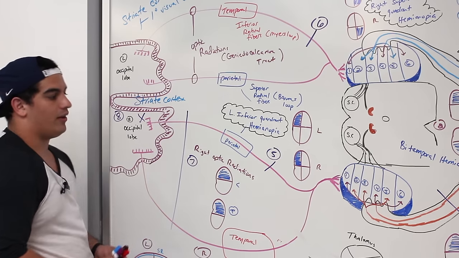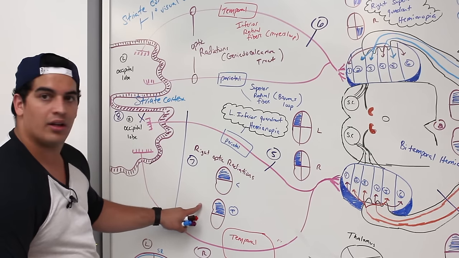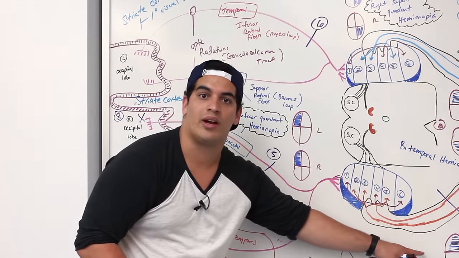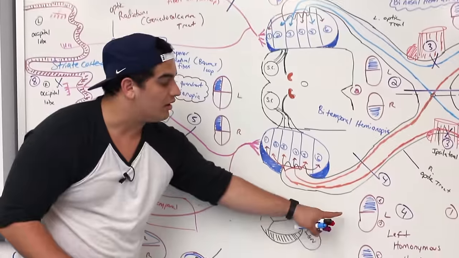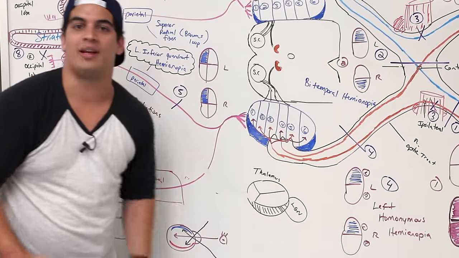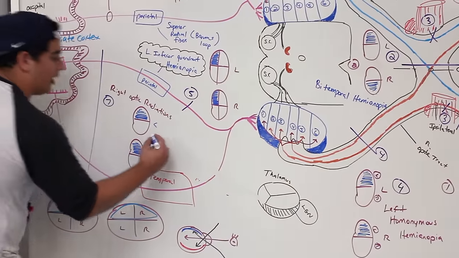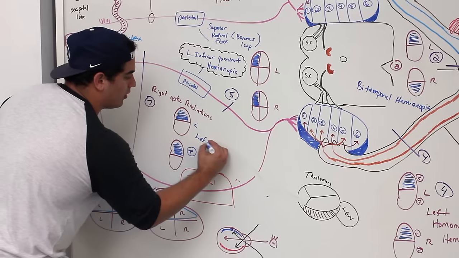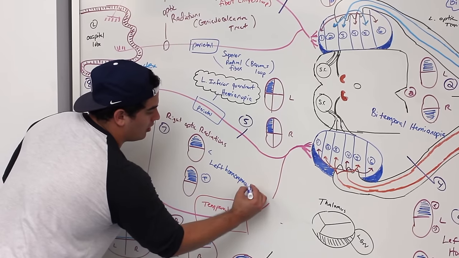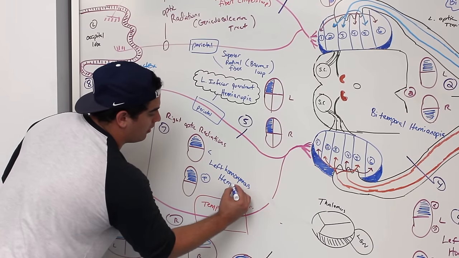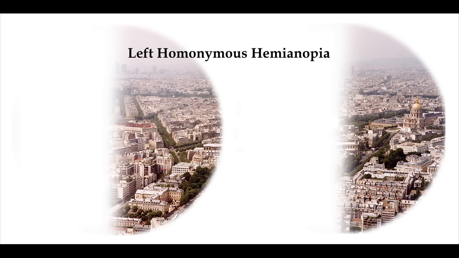What do we call this one? If you remember, doesn't it seem very, very familiar? It looks just like this one right over here. What is this one over here called? This one was called left homonymous hemianopia. It's the exact same type here. So what is this called? Left homonymous hemianopia.